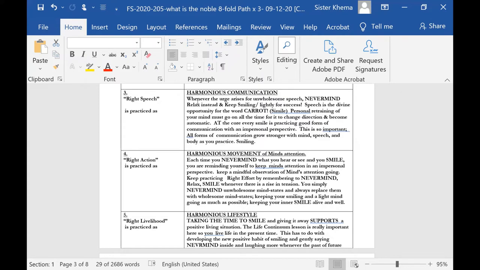Whenever the urge arises for unwholesome speech, never mind, hold your tongue. So my grandmother would say, hold your tongue, hold your tongue. Relax instead and keep smiling lightly for success. Speech is the divine opportunity for the word carrot.